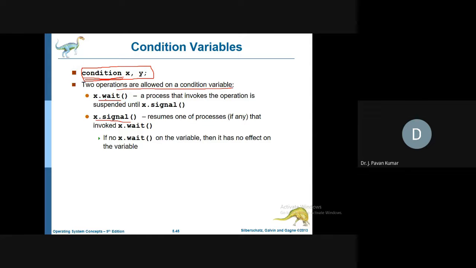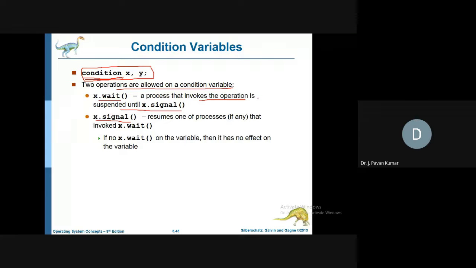Here the process that invokes the wait operation is suspended until a signal operation. A process that invokes the wait operation will be suspended, straight away it will be waiting, and whenever it gets an x dot signal, only then will it wake up. It will be active. That is the wait operation. Earlier it was not like this.